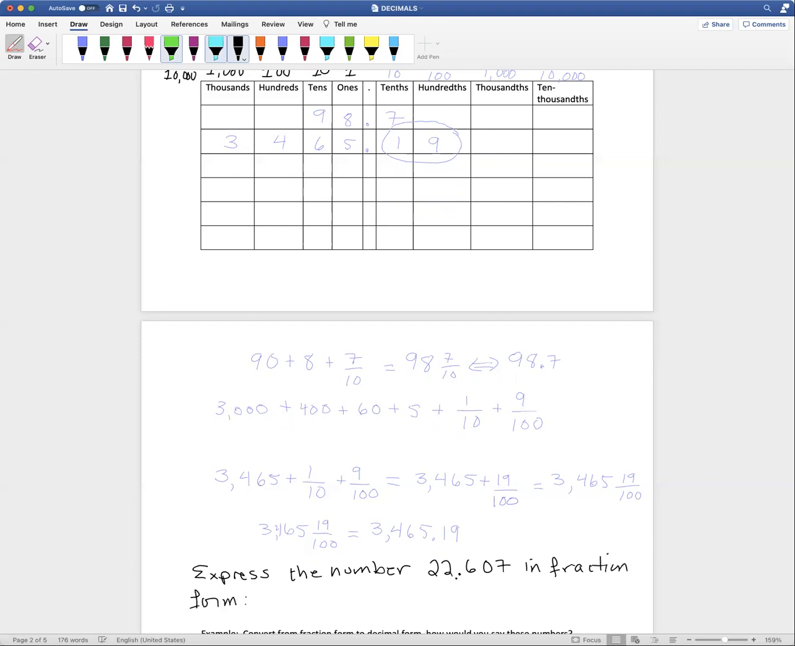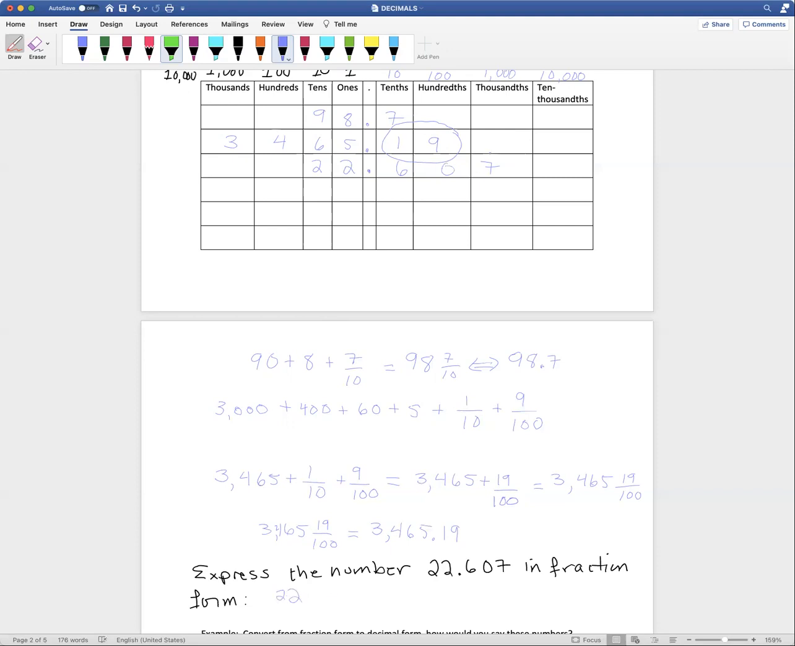Okay, so what does 22.607 look like? First of all, I'm going to write it up here in my chart. I'm going to put my 22, 2 tens, 2 ones. Here comes my decimal point, 607. Okay, so in fraction form, what would that look like? Well, regarding the whole numbers, we know we have 22 of something.